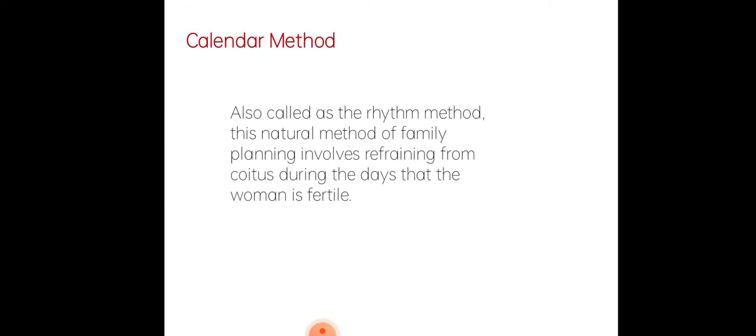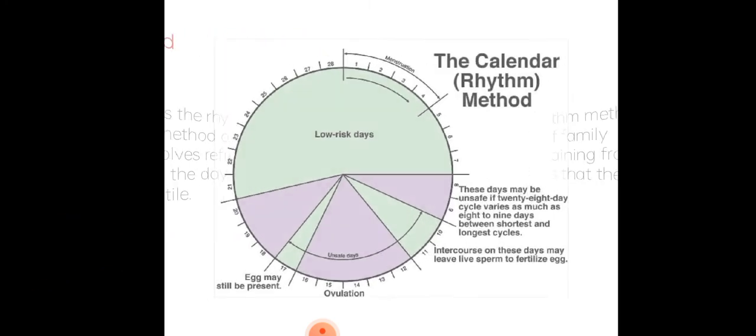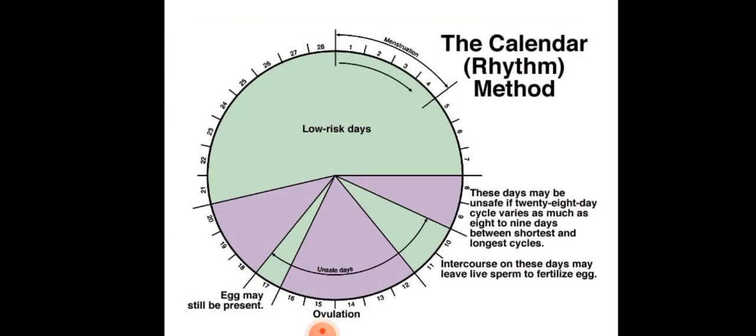Calendar method, also called the rhythm method. This natural method of family planning involves refraining from coitus during the days that a woman is fertile. These days may be unsafe if the 28-day cycle varies as much as 8 to 9 days between shortest and longest cycles. Intercourse on these days will leave live sperm to fertilize the egg. The egg may still be present. Ovulation.